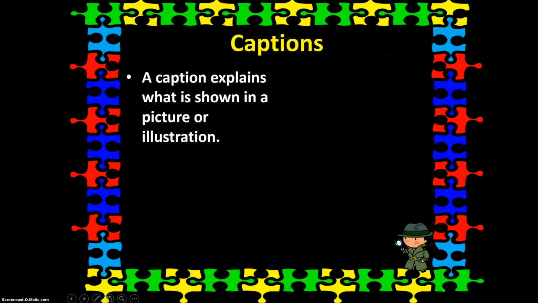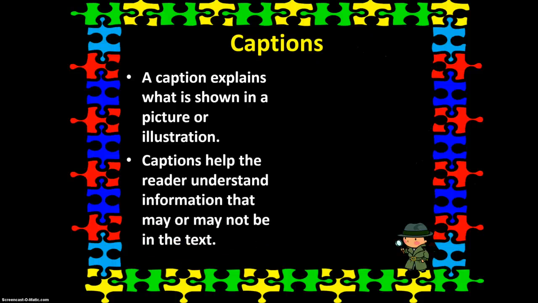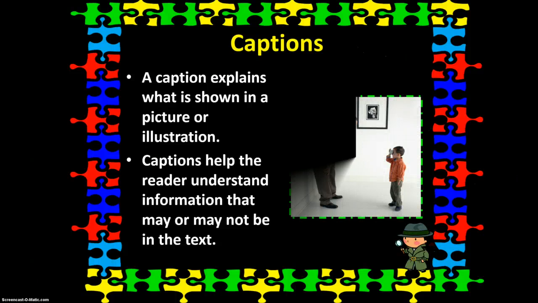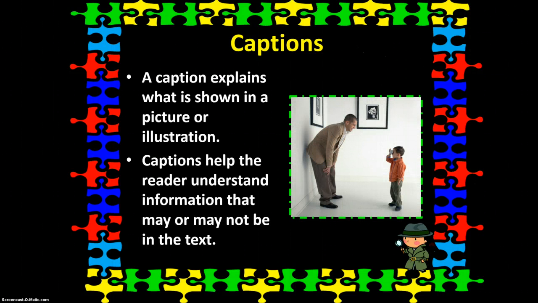Captions, yet another very important part of nonfiction text features. Looking at these is great because they usually describe what is happening in a picture or an illustration. And captions help the reader understand information that may or may not be in the text. So you just read something all about taking photos, and you're not really sure what's happening, or there may be some information that you're a little confused about. A caption will tell you maybe what happened in the text, or maybe something different for you to learn. So this is just a boy and his dad at an art gallery taking pictures.